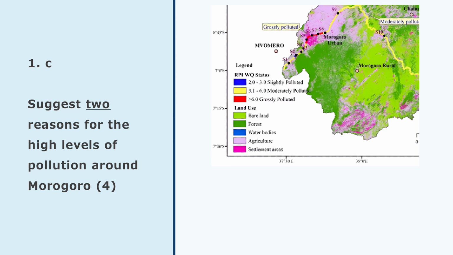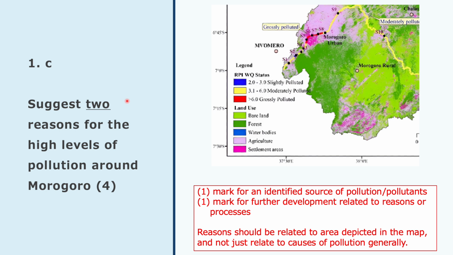So how can we express these in a written format that will answer this question? There are 2 reasons that need to be given and a total of 4 marks, so I need 2 suggestions which are worth 2 marks each. Here's a mark scheme for this type of question. The first mark will be just identifying a possible source of pollution or pollutants based on the image given.